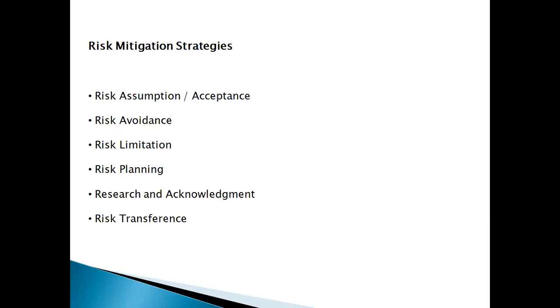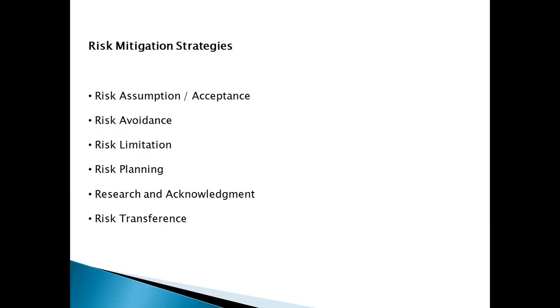Next is risk limitation: to limit the risk by implementing controls that minimize the adverse impact of a threat's exercising a vulnerability. For example, use of supporting preventive and detective controls. Next is risk planning: to manage risk by developing a risk mitigation plan that prioritizes, implements, and maintains controls. Next is research and acknowledgement: to lower the risk of loss by acknowledging the vulnerability or flaw and researching controls to correct the vulnerability. And the last one is risk transference: to transfer the risk by using other options to compensate for the loss, such as purchasing insurance.